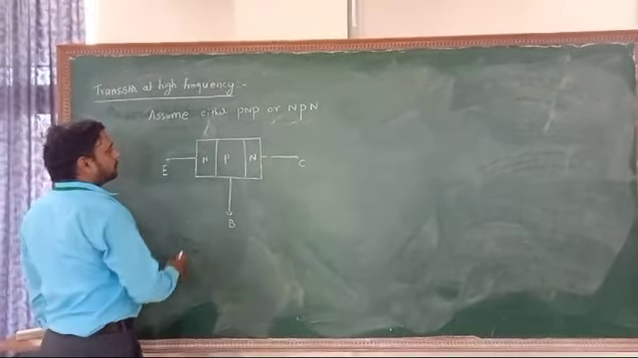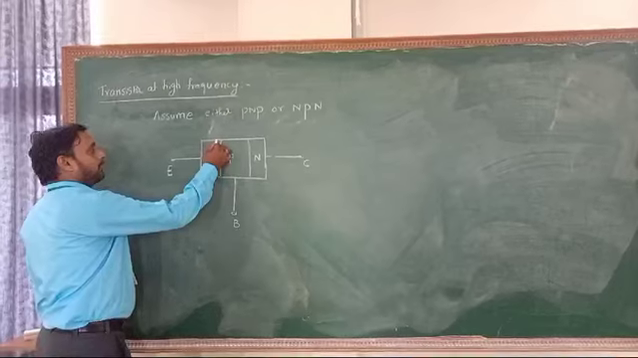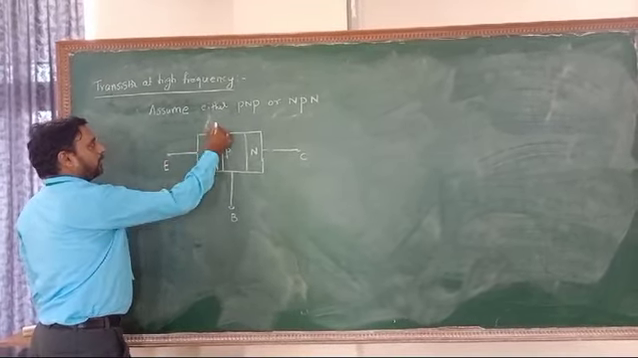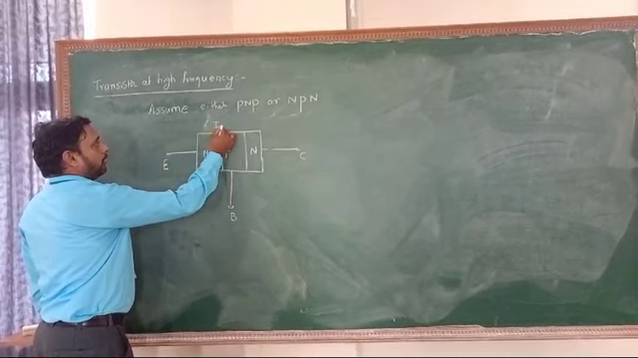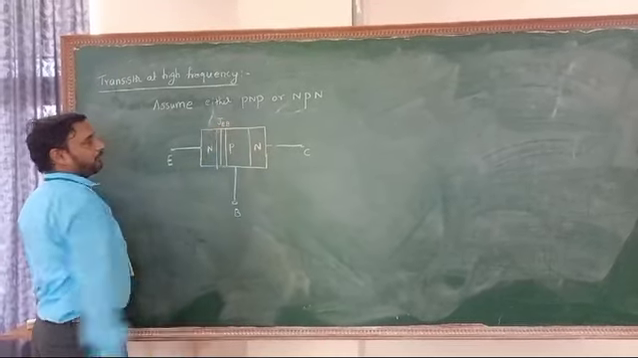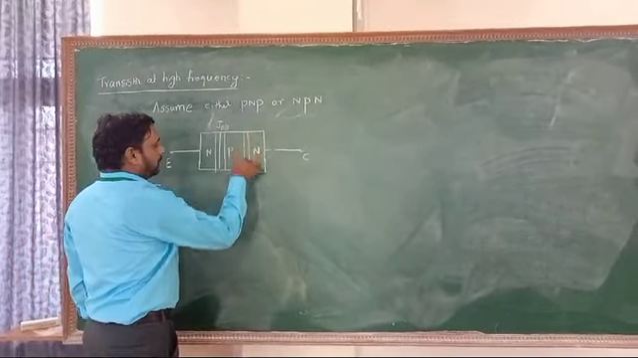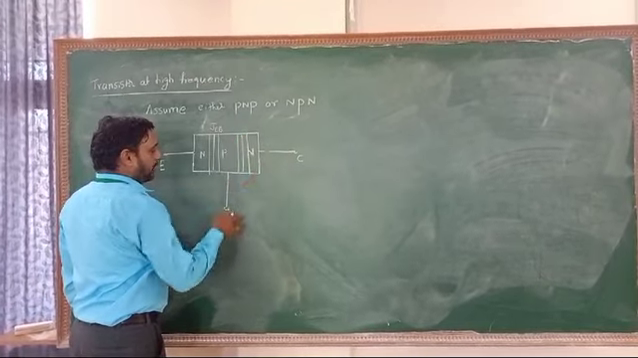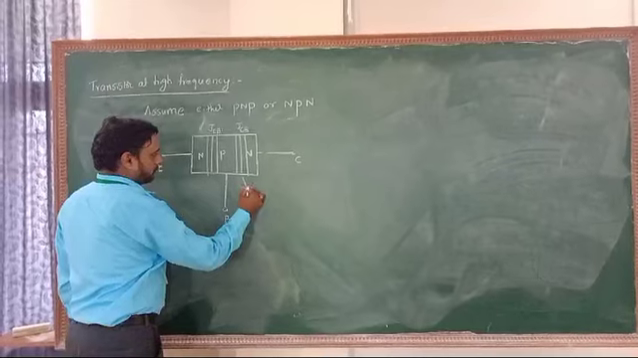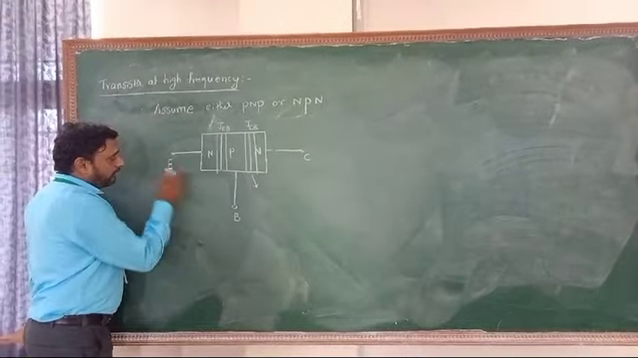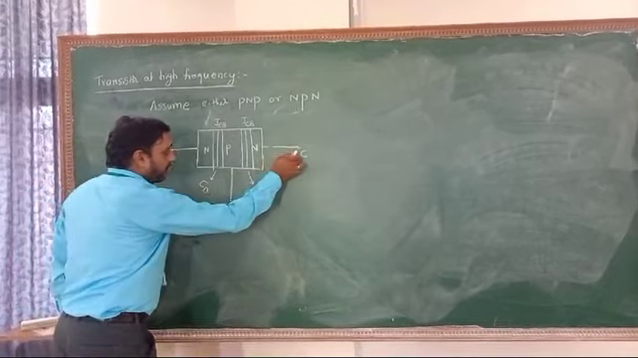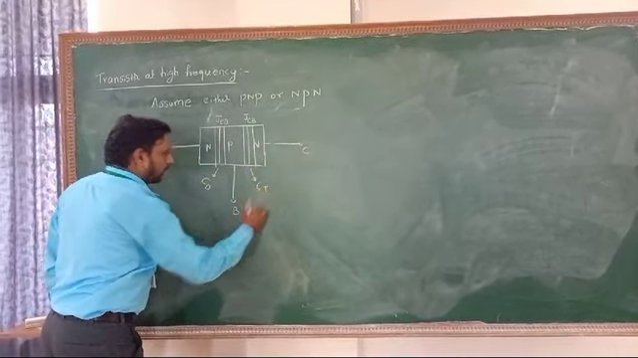As we know already, in the transistor, between the emitter and base junction, we have diffusion capacitance. Similarly, between the collector and base junction, we have transition capacitance. I repeat, between the emitter and base junction, we have diffusion capacitance. Between the collector and base junction, we have transition capacitance.